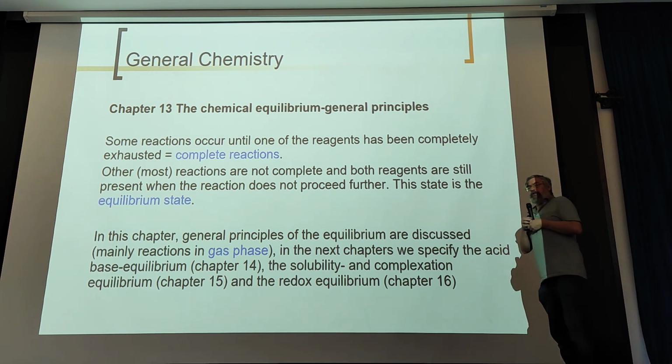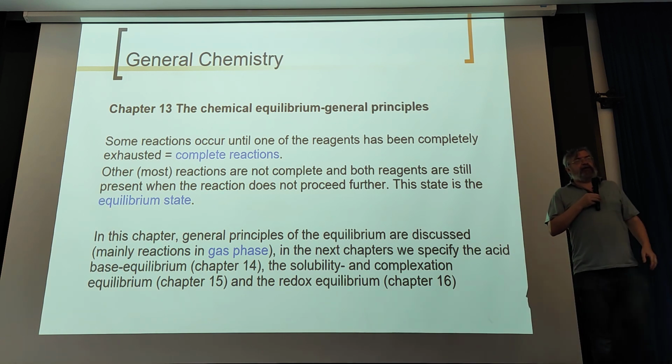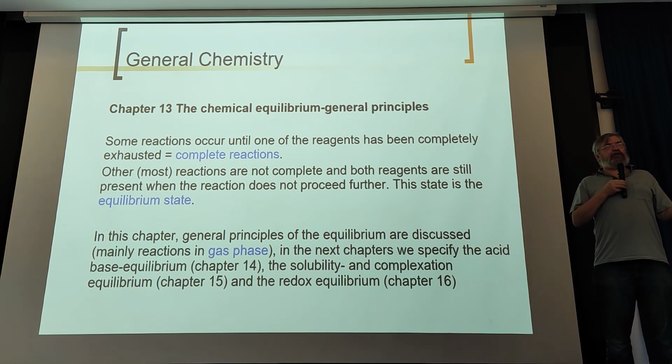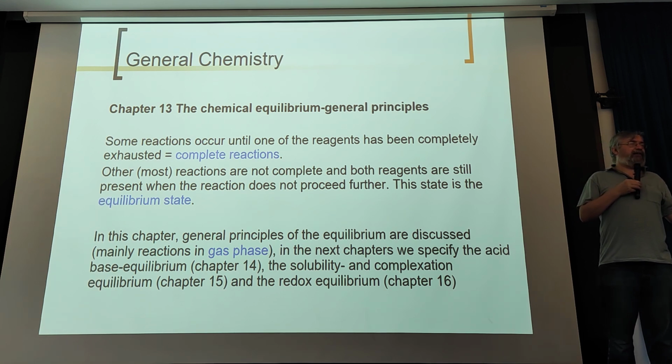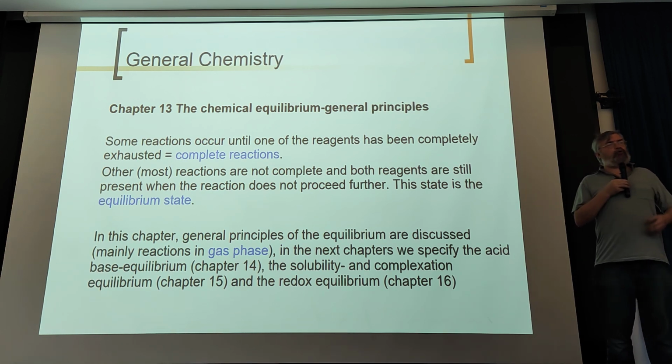So it doesn't mean that nothing is happening, but it means that the products are formed as fast as they disappear to go back to the reagents. And that's what is meant by the balance. So you could also call it a dynamic equilibrium. It's still moving, but the movement is as fast in one direction as in the other. So overall, it looks as if nothing is moving.